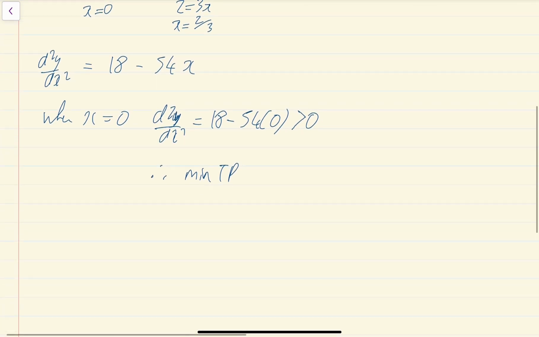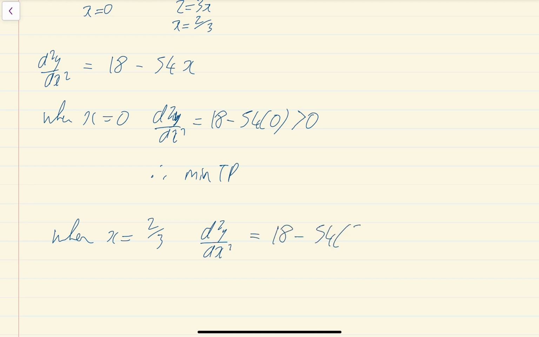The other one then was x was 2/3. So just say when x equals 2/3, d2y by dx squared is equal to 18 minus 54 times 2/3. This is disgraceful, but I have to work this out. So we've got 18 minus 54 times 2/3, which works out to be minus 18, which is less than 0. Therefore, it's a maximum turning point.